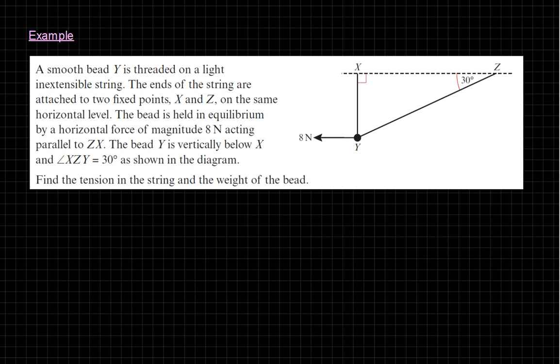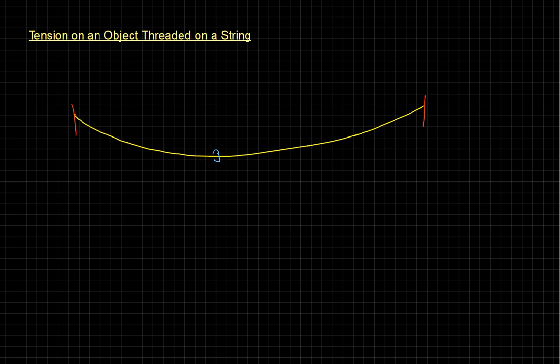What are we trying to find? The tension in the string and the weight of the bead. Okay. Oh, there was one thing then I didn't quite mention. Let me just go back for a moment to my diagram here, which was the tension on the string.